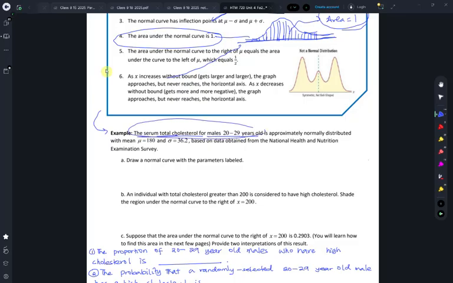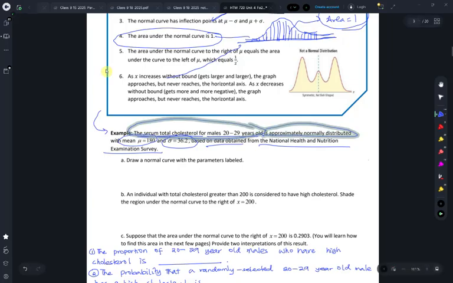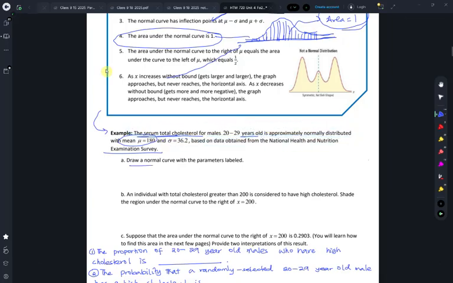Data collected on this variable, which is the serum total cholesterol, shows that it follows a normal distribution, and the mean is 180 and the standard deviation is 36.2 for the population, based on data obtained from the National Health and Nutrition Examination Survey. Based on this information, we are required to draw a normal curve with the parameters labeled.